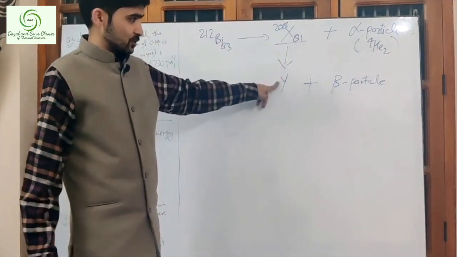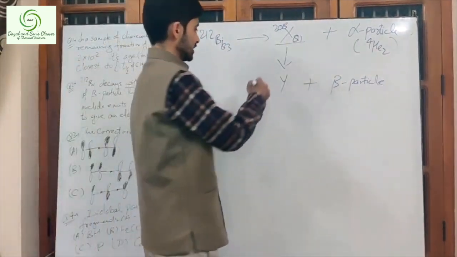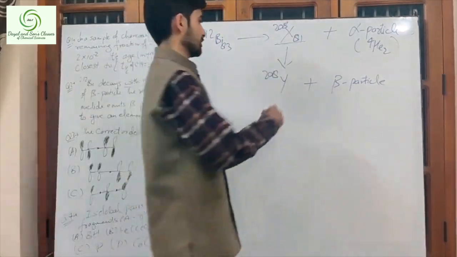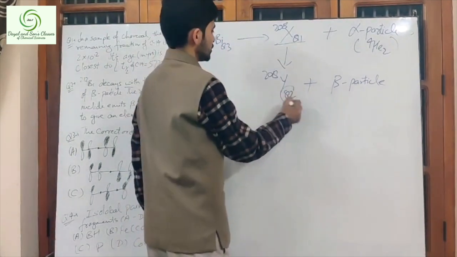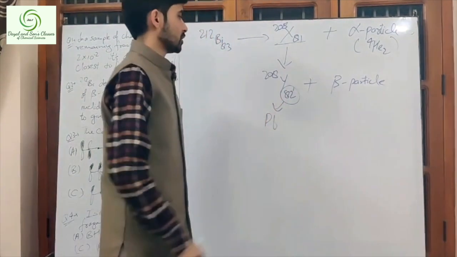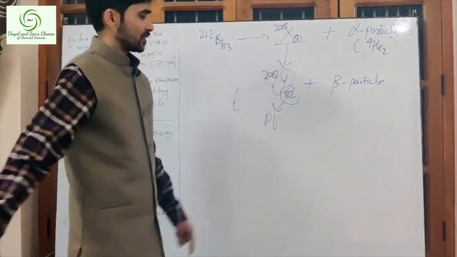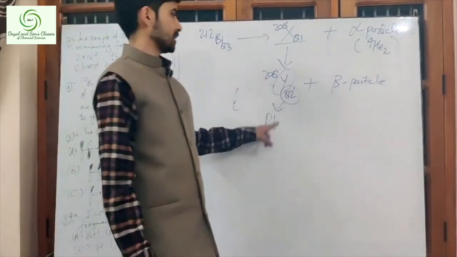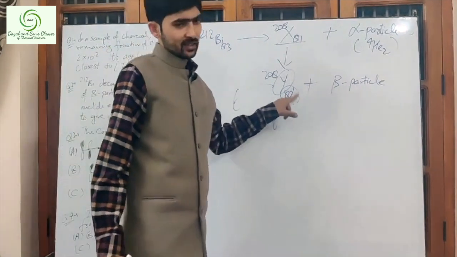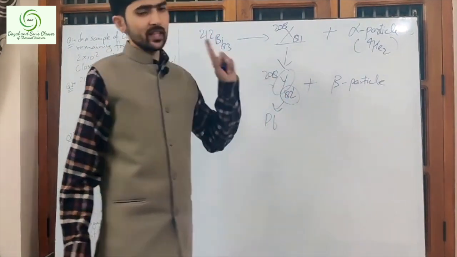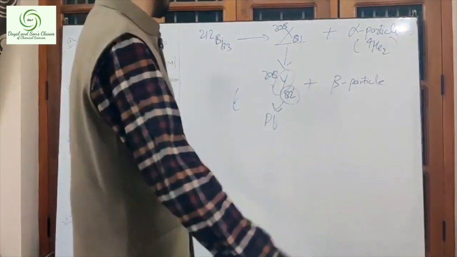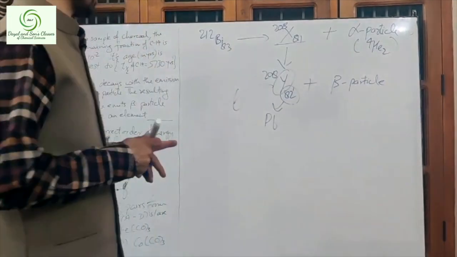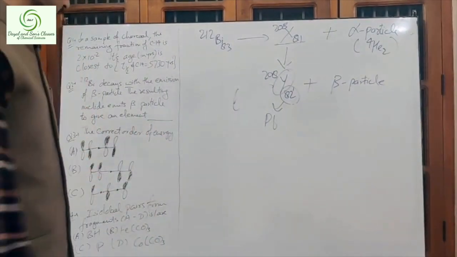Now again, this loses a beta particle. In beta particle emission, what happens? The atomic mass does not change, but the atomic number increases by 1. So we will get 82, and 82 is the atomic number for lead. In the question, we are asked what the Y element is. The Y element is lead, because 82 is the atomic number for lead, and 208 is the atomic mass of lead. So Pb was the correct answer for this particular question. Alright, now let's move to the next question.